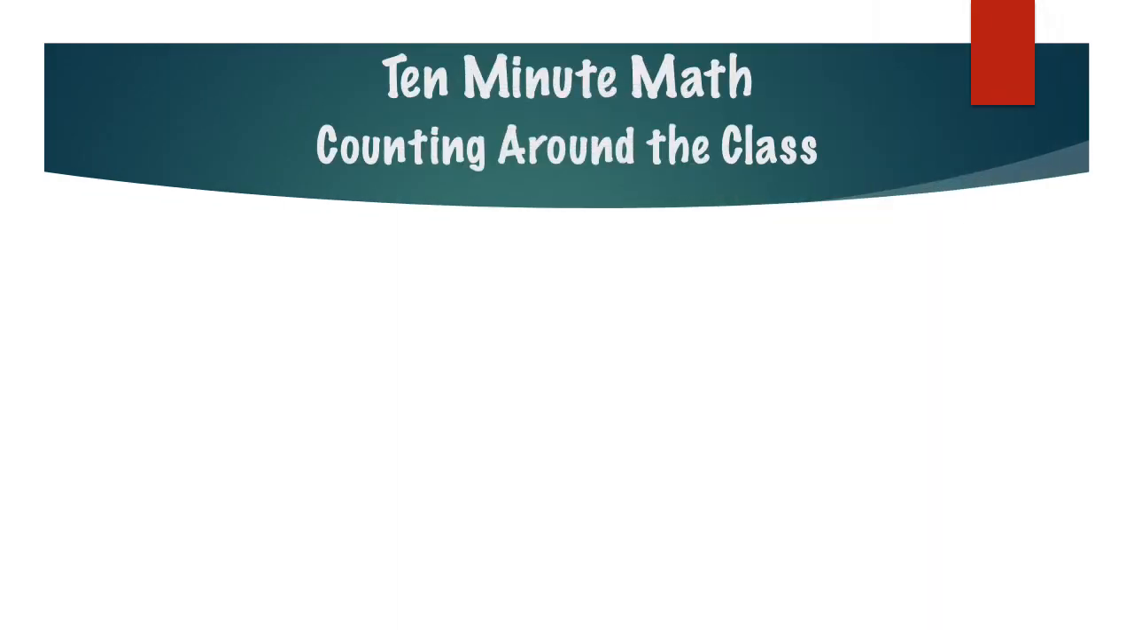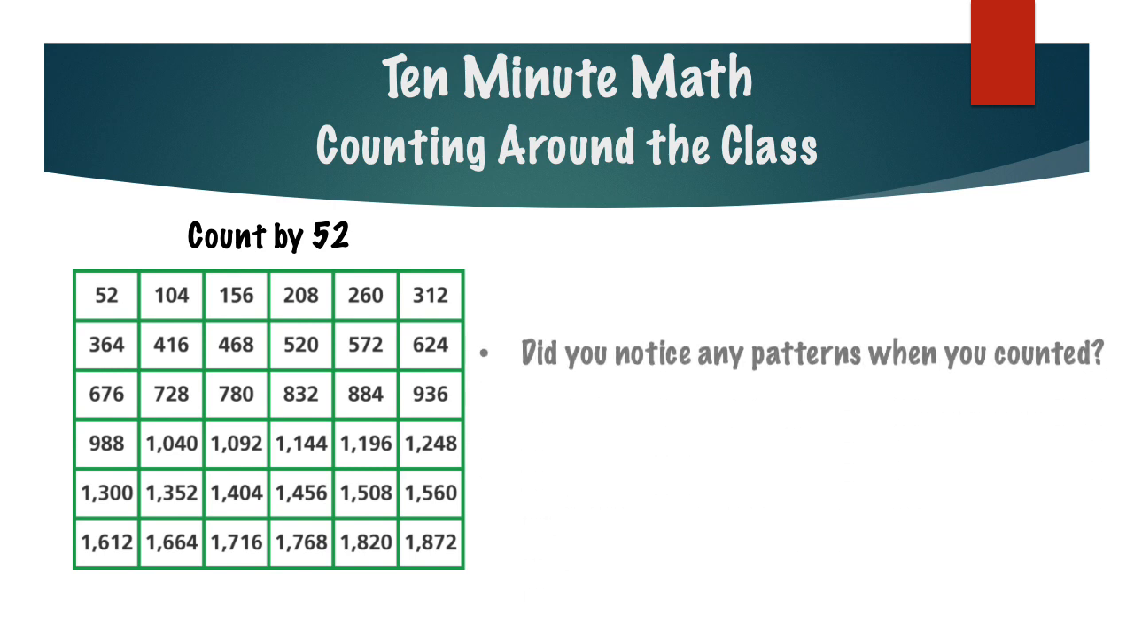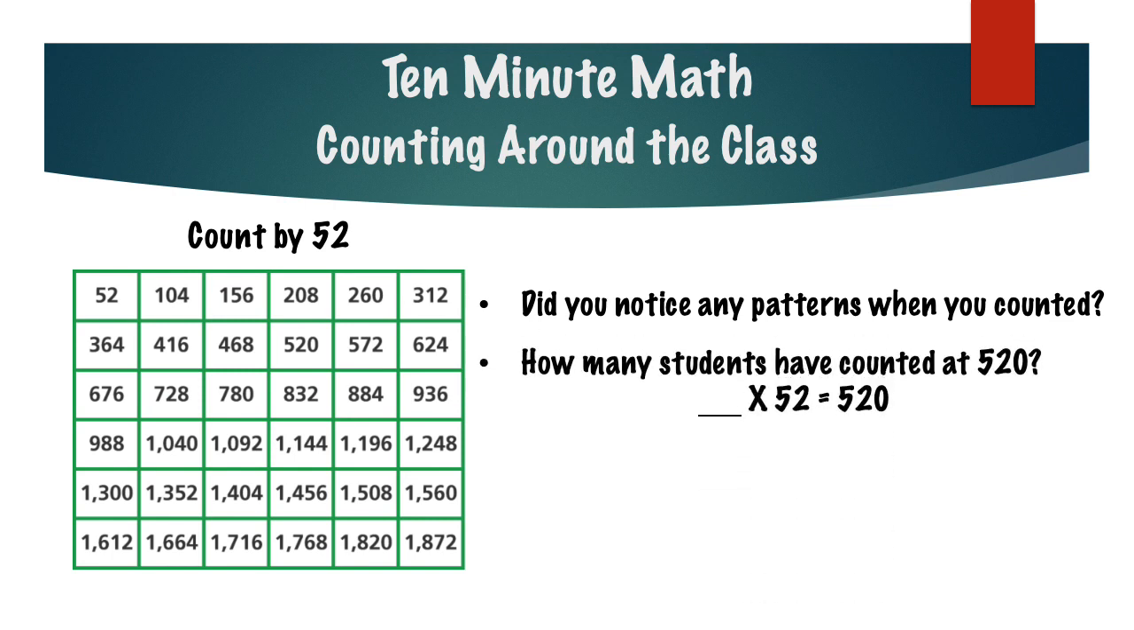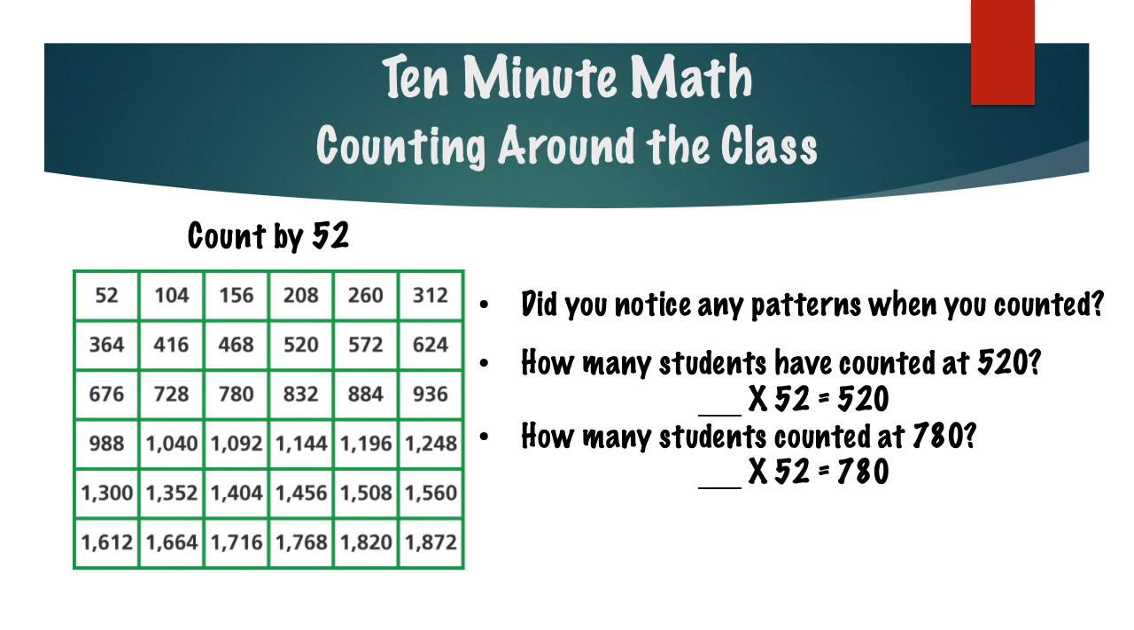When you counted by 52, did you notice any patterns when you counted? How many students have counted at 520? What about at 780? And how many students counted at 1040?